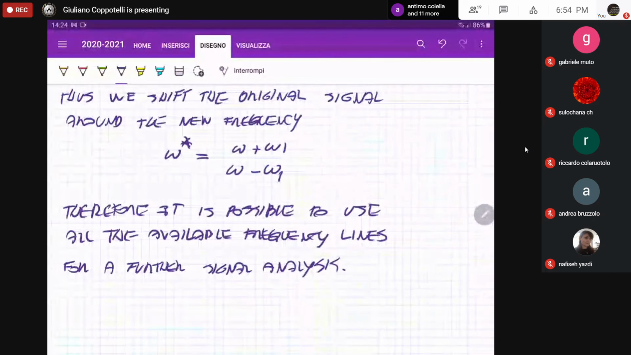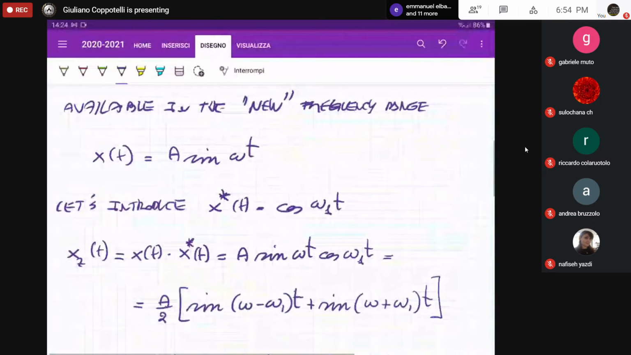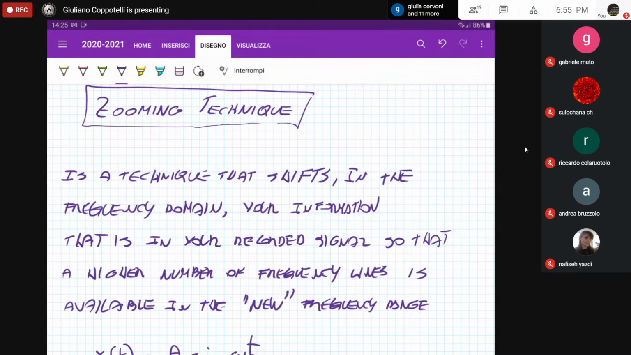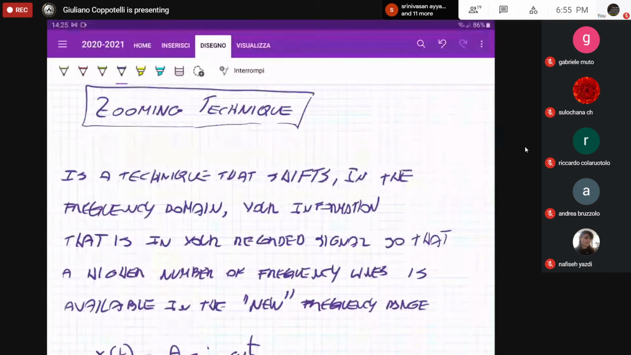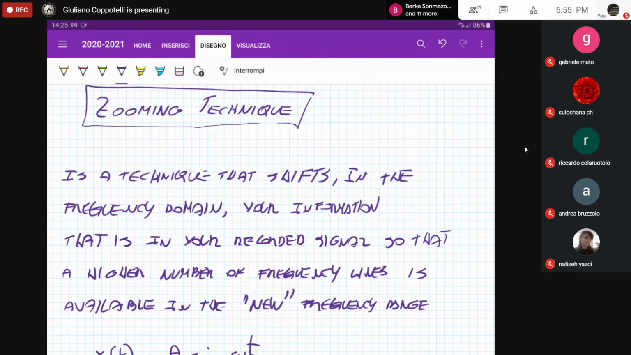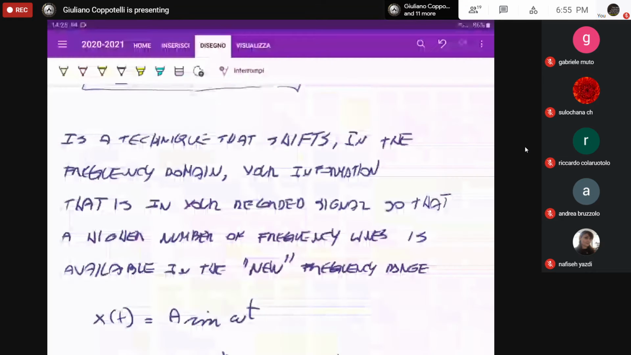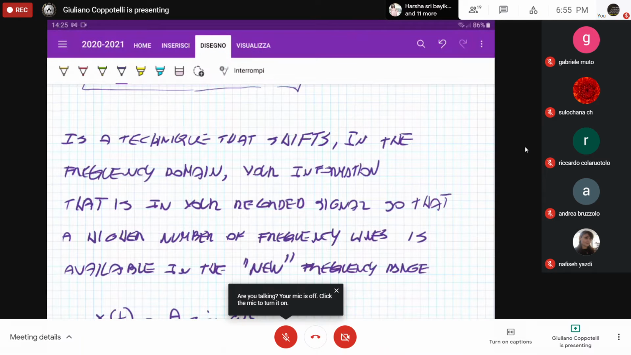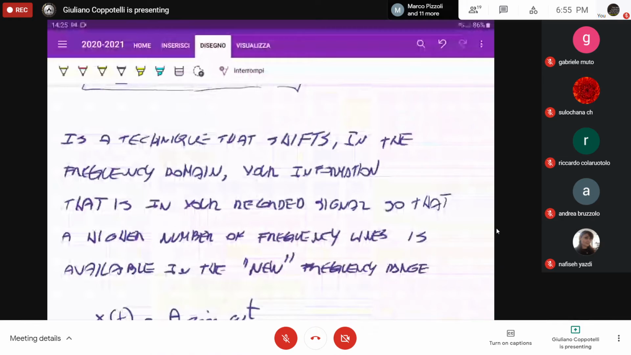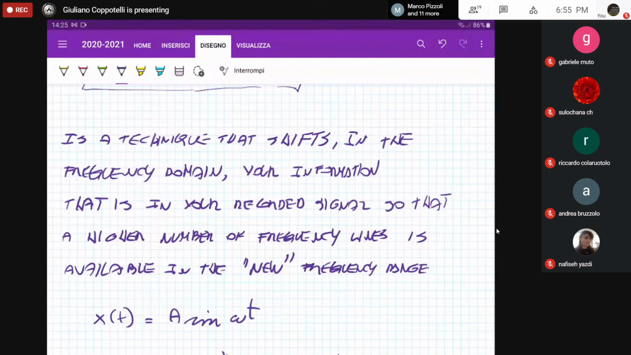Okay, so what we did is just this zooming technique. This zooming technique is just a way of shifting, as I said before, your frequency content from the original center frequency to a new one that we call omega star. We can do that just by introducing a cosinusoidal signal that is multiplying your measure, and then applying your low or high pass filter, to choose or to remove the higher or lower frequency according to what is your need.